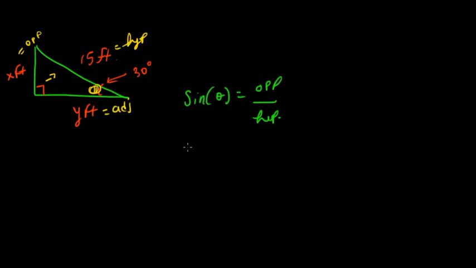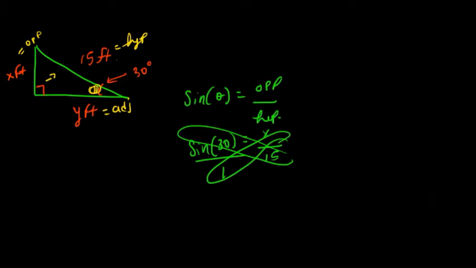Well, sine of theta degrees, what's our theta angle? We said it's 30, which is equal to the opposite. What's our opposite side? X, divided by my hypotenuse, which is 15. Well, what can we do here? We can solve this like a proportion by putting it over 1. Then we can cross multiply, and I'll have sine of 30 degrees multiplied times 15 is equal to x.